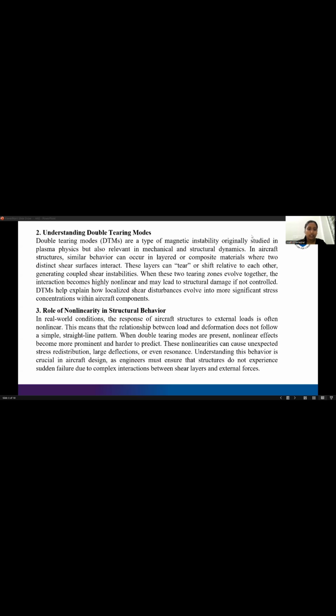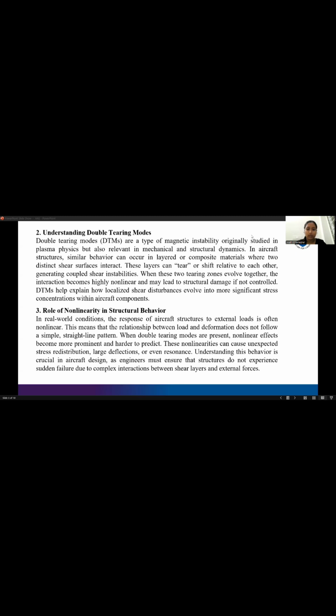Role of nonlinearity in structural behavior. In real world conditions, the response of aircraft structures to external loads is often nonlinear. This means that the relationship between the loads and deformation does not follow a simple straight line pattern.